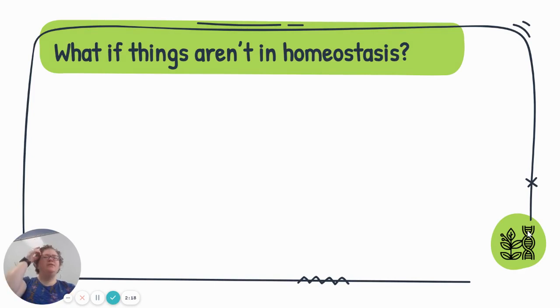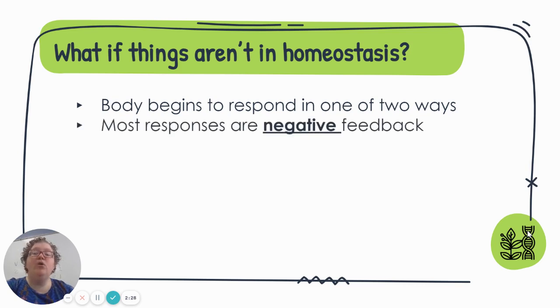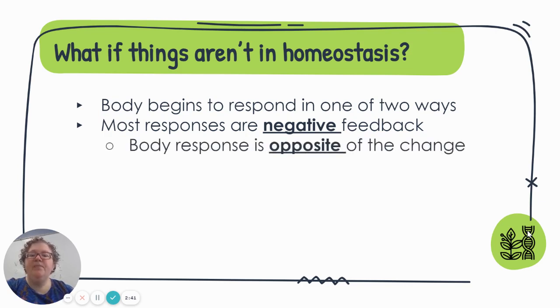So what happens if things are not kept at homeostasis? The body is going to begin to respond in one of two different ways, depending on what thing is not at homeostasis. Most of the responses are going to be what we call negative feedback. Negative in this case does not mean bad. Negative is just the term for this type of feedback. Most responses are going to be negative feedback.